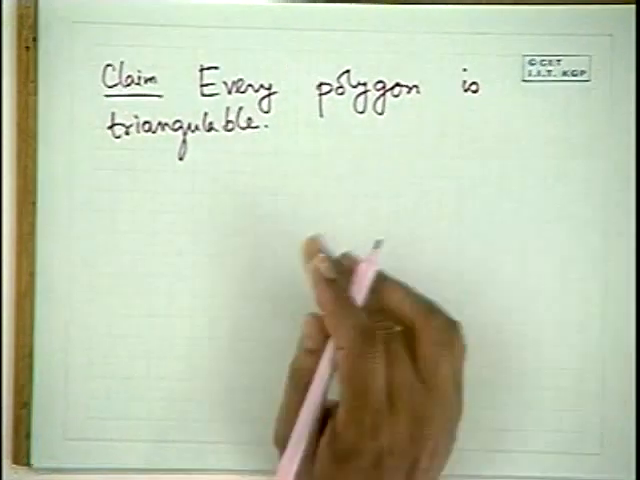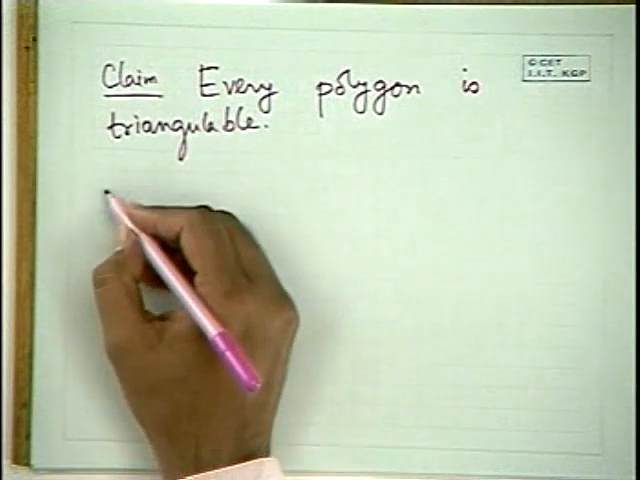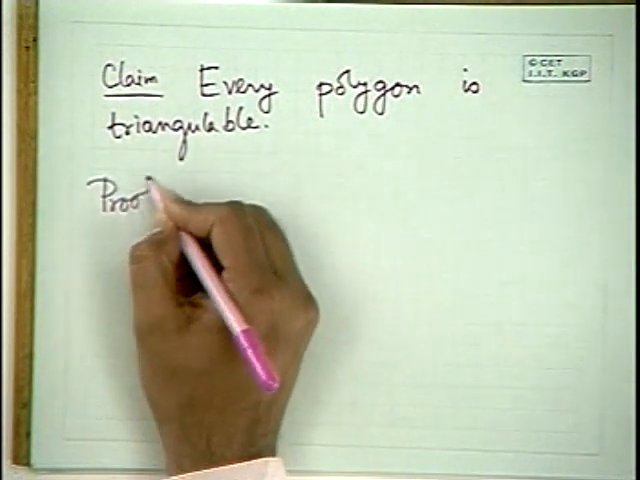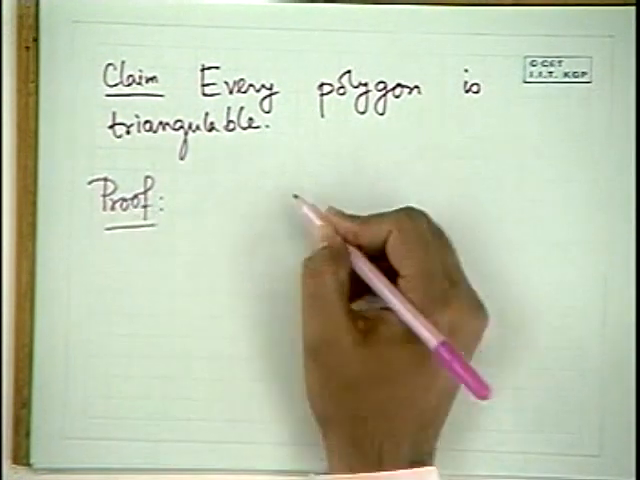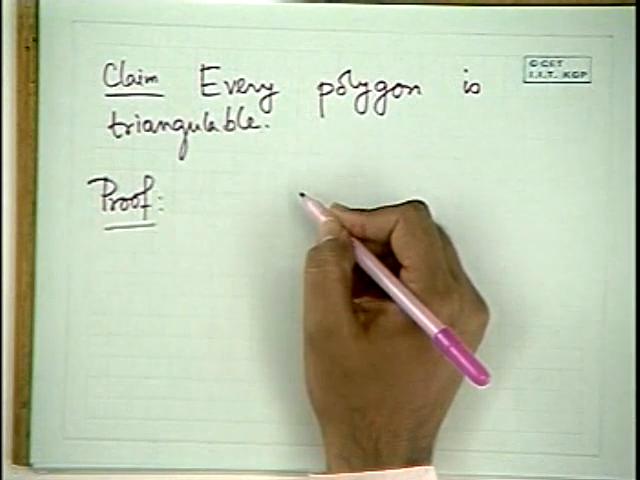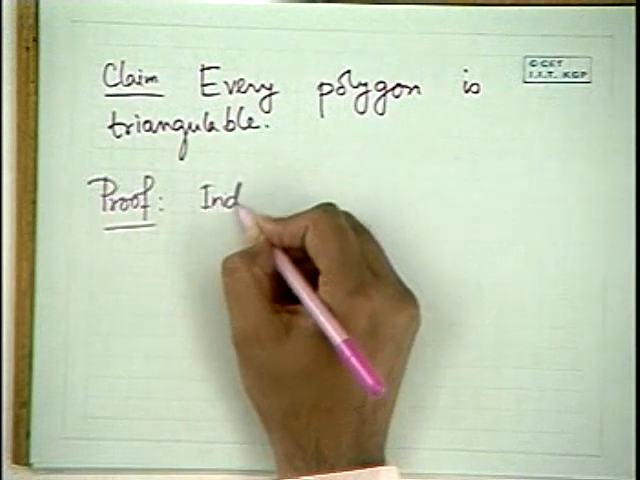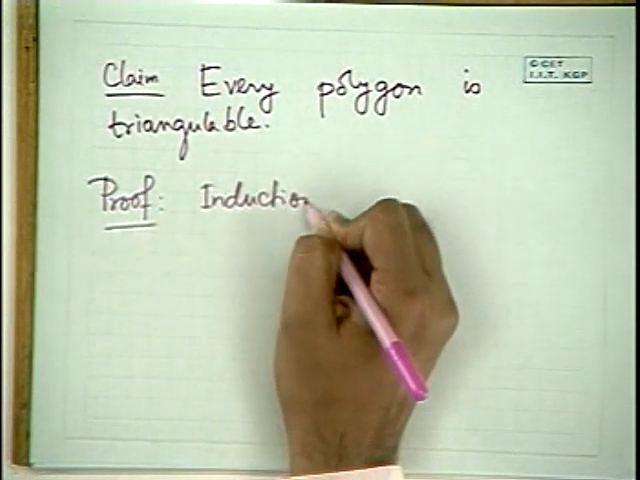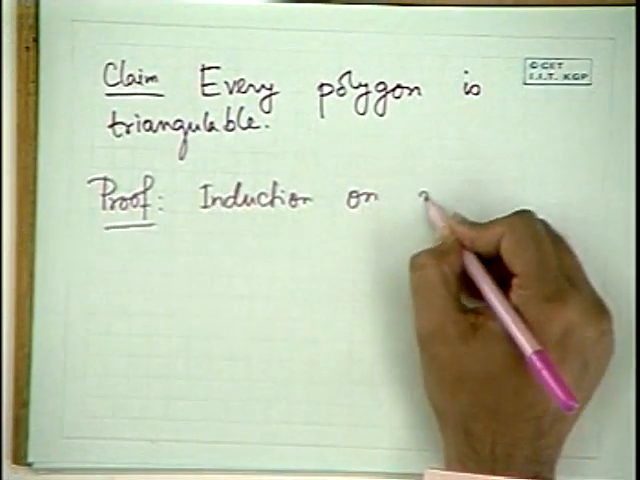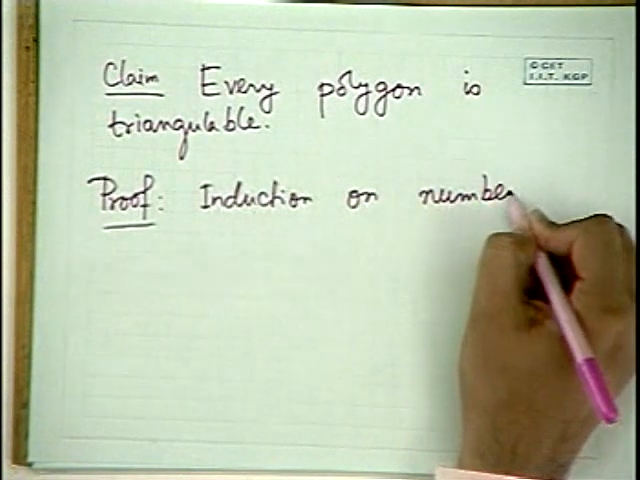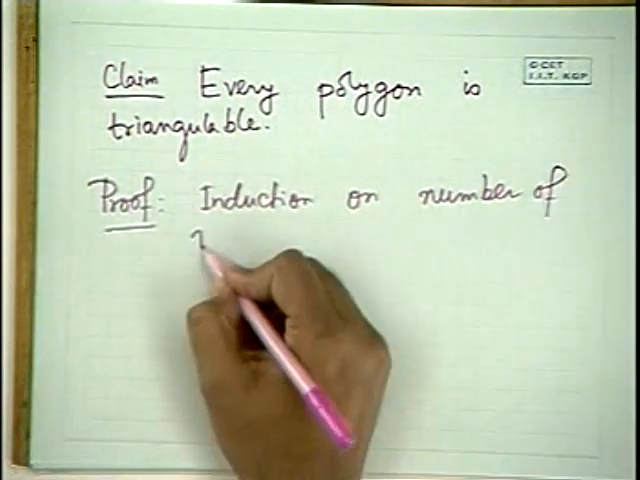So let us see why it is so. The proof for this one goes by induction. First of all, we will be inducting on the number of vertices. Induction on number of vertices.